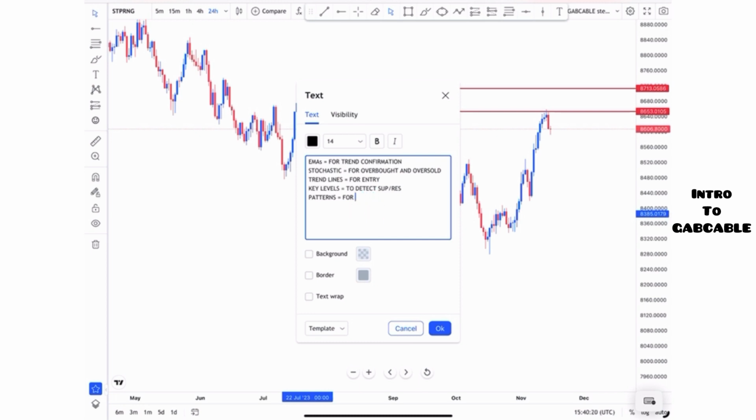Should I say trend confirmation, right? No, it's not trend confirmation. The pattern is actually used for direction. For direction, this enables me know if the market is going to reverse or is going to continue in its prior trend. Okay, guys. So this is how I use all of these things.